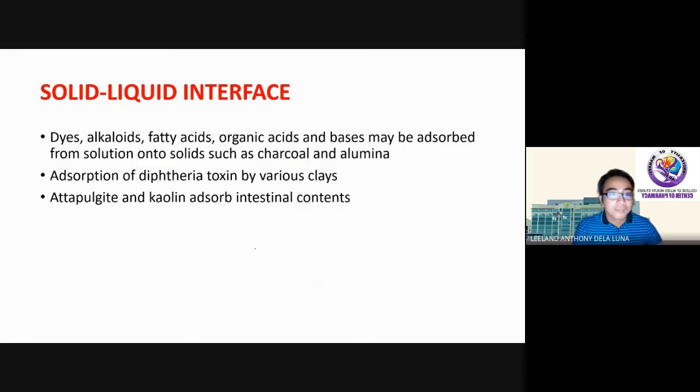Alright. Now, solid-liquid interface naman, usually applicable sa mga like dyes, alkaloids, fatty acids, organic acids, and bases, may be adsorbed from solution onto solids such as charcoal or alumina. Okay, or tawas, alum. Now, the adsorption of toxins by various clays, okay, yun yung principle behind this, solid-liquid interface.